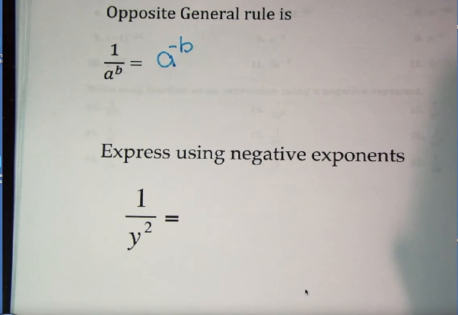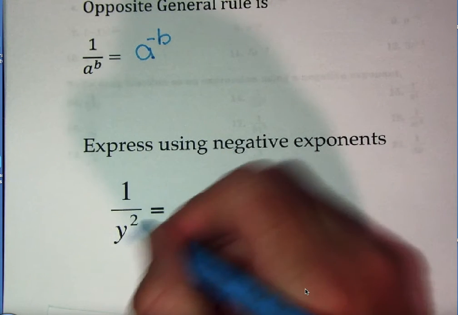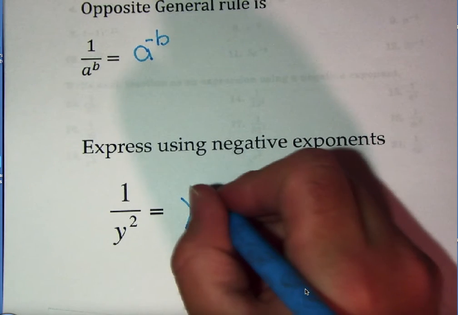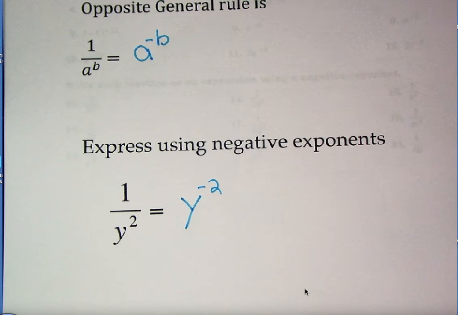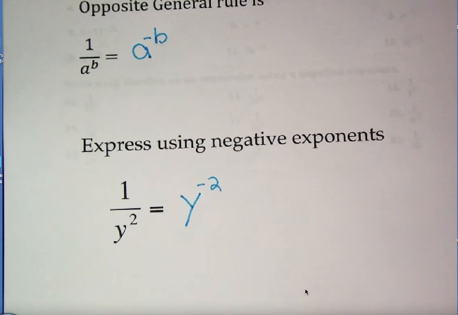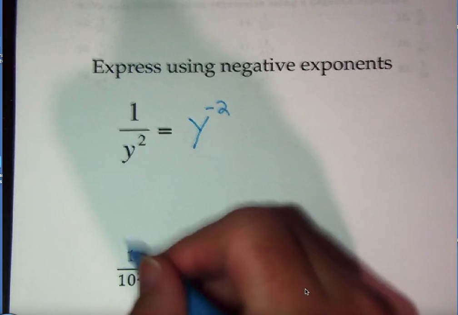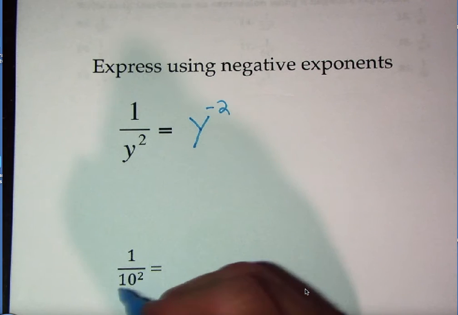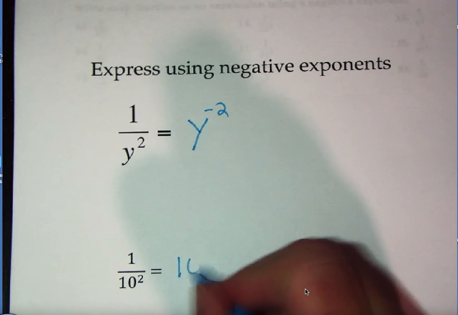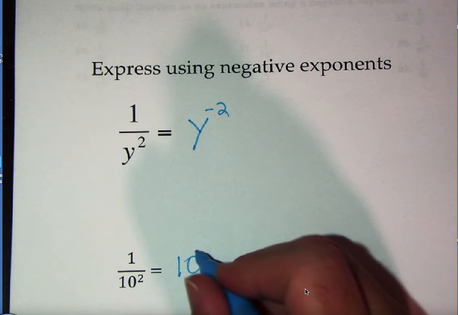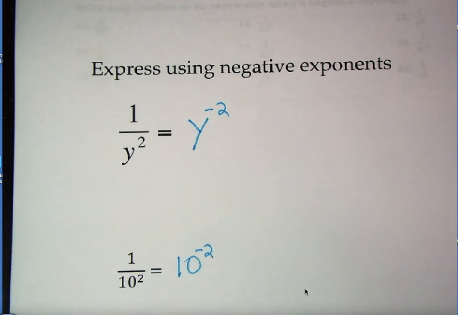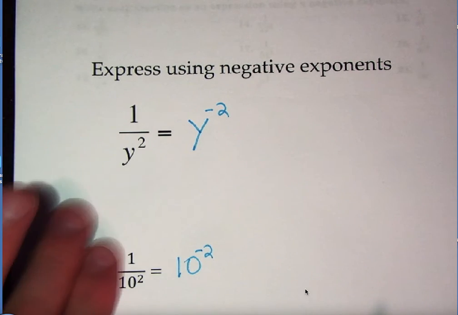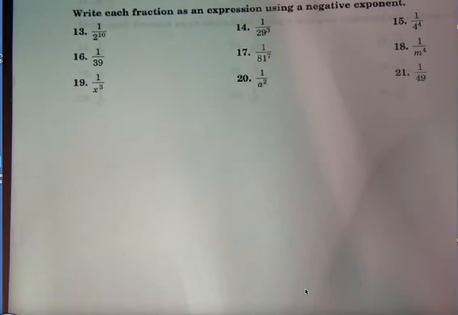So we're going to express this using negative exponents. If we have 1 over y to the positive 2, that's the same as y to the negative 2 exponent. And if we have 1 over 10 to the second, keep our base in the denominator, which is 10, into the negative 2. So it's kind of reversing it. It's like if I gave you that, it's that. But if I gave you that, it's that. So it's like a mix back and forth.